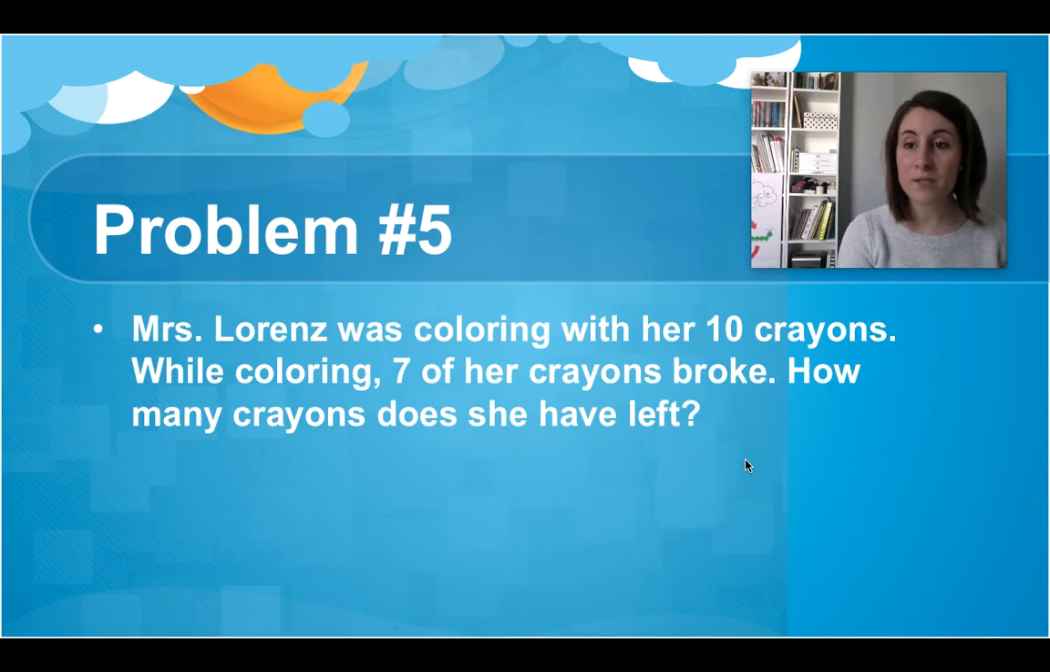Once you have your number sentence written, then you're going to go ahead and draw your first group, the first group you were given. Take your time. There's absolutely no rush on this. Write your number sentence, make sure it makes sense, and then draw your first group.